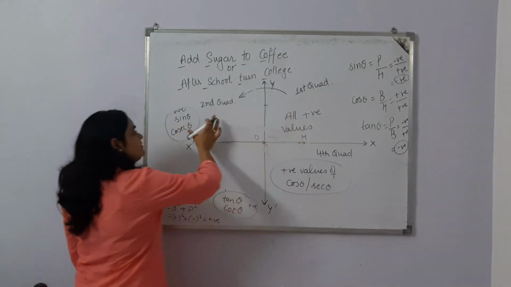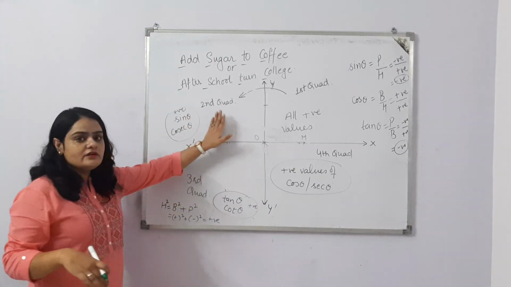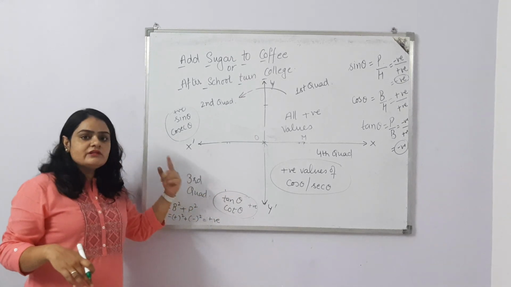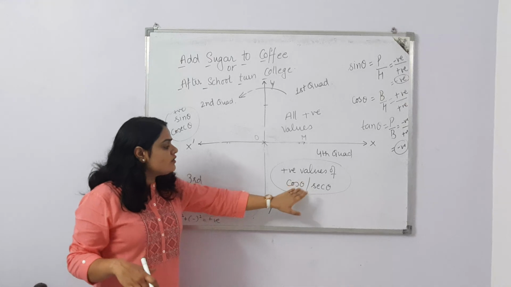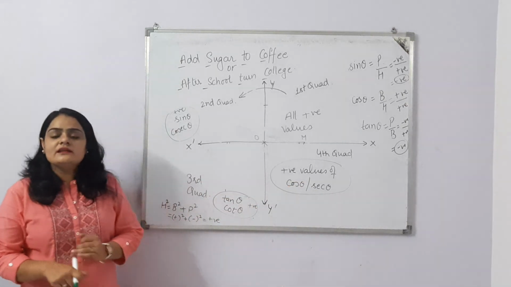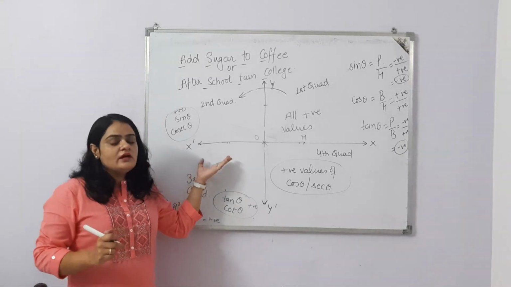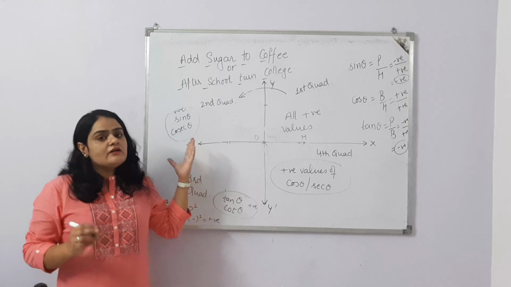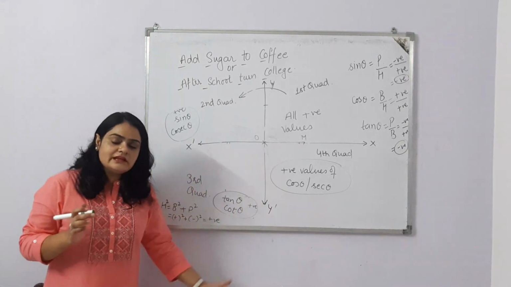All positive values, sine and cosecant values are positive. Rest trigonometric ratios values are negative here, and in third quadrant tan and cot are positive, and the rest four are negative here, and here cos and secant are positive and rest four are negative here. Hope this criteria is clear to you. Well, this is the basic of trigonometry. We'll do some questions dependent upon this base in next video.